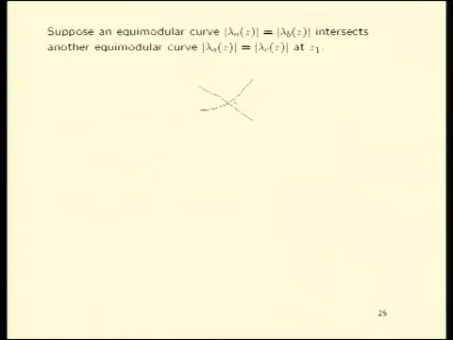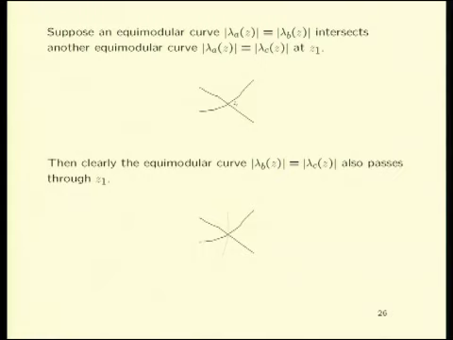Now, an obvious fact is that if we have 2 equimodular curves intersecting, so λ_a is equal in modulus to λ_b and λ_a is equal in modulus to λ_c, then the other equimodular curve you can form from the 3 is going to pass through that point of intersection.